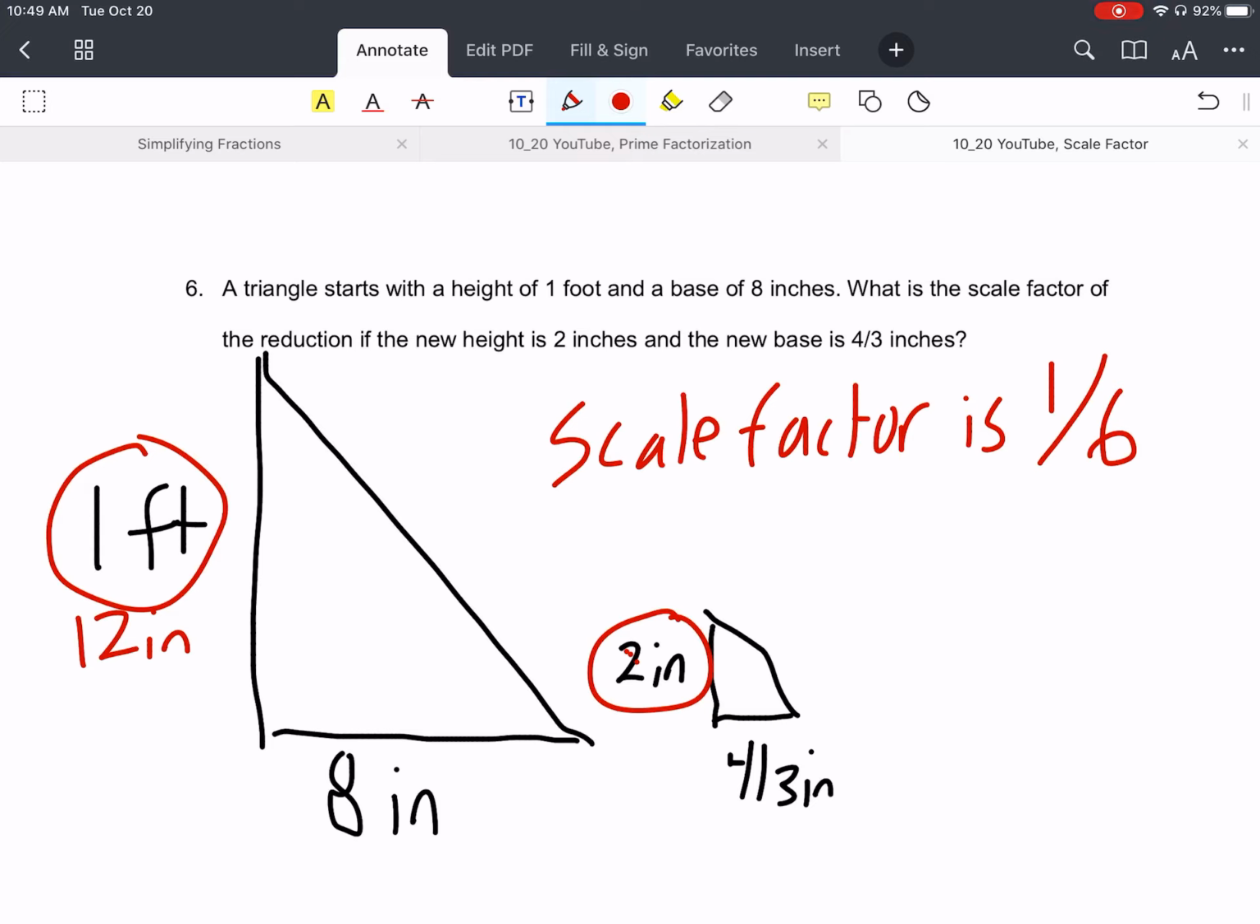So those are your examples on scale factor. I apologize that especially the beginning of the video was a little confusing, but I'm hopeful that after you have seen these examples, this will make sense.